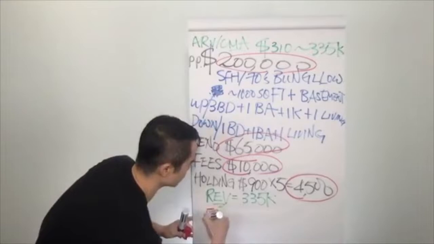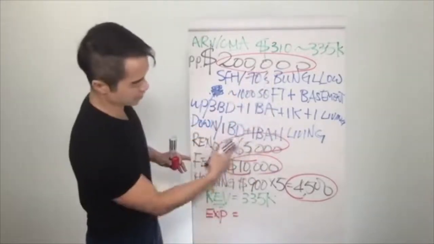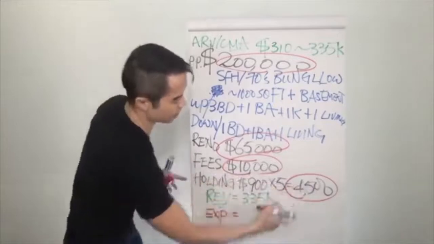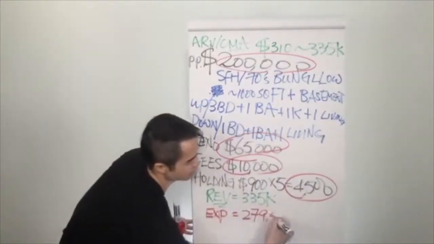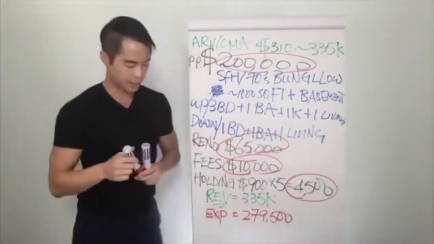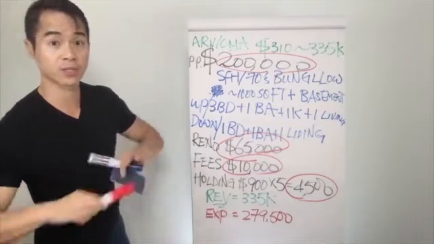Total expenses incurred based on everything we got up here. So 265, 275. Then we're looking at 279,500. And let's also not forget about the fact that we have commissions to pay for.